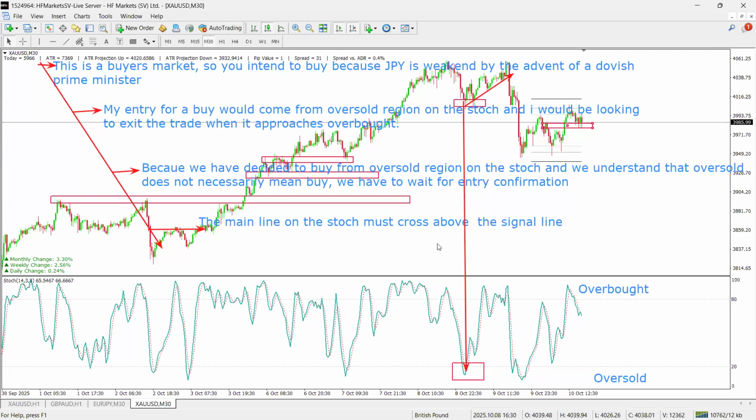Okay. So in essence, if we're going to use the stock for trade continuation, four things must happen. Number 1, you must know the direction you want to trade from market information or what you know about the asset. Number 2, if you want to buy, your buy should come naturally from an oversold region on the stock, subject to confirmation. If you want to sell, your sell trades must come from an overbought region, also subject to confirmation. You could also use it for entry and exit, which means if you're buying from oversold, look to exit from overbought. If you're selling from overbought, look to exit from oversold.